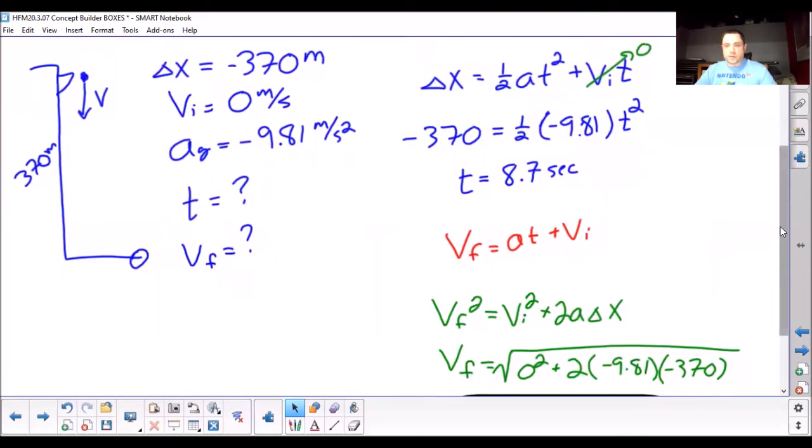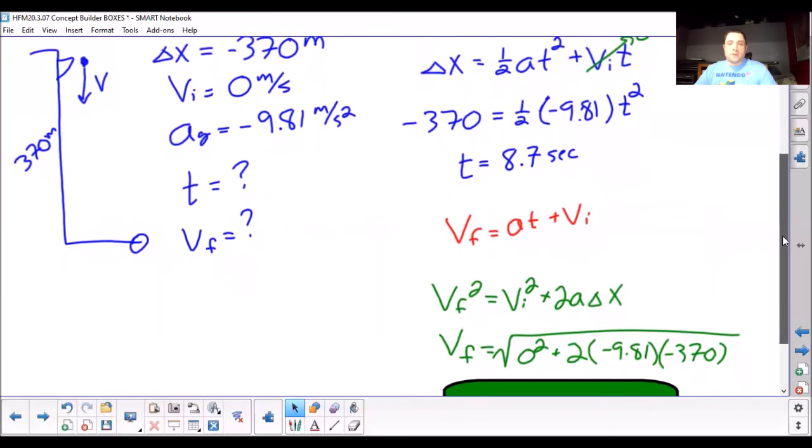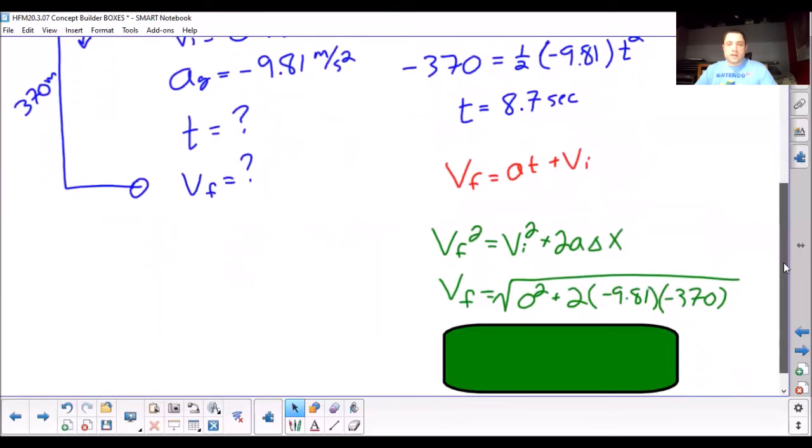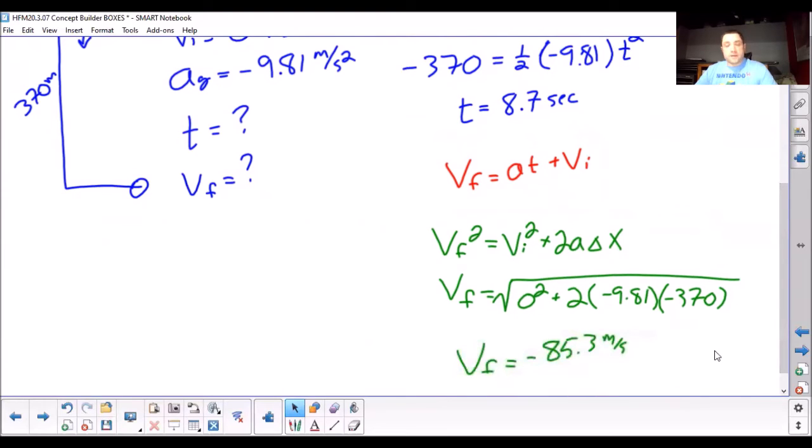So that's the vf squared equation there. We simply substitute everything in and solve for our final velocity, which is negative, and that makes sense because it's falling down: 85.3 meters per second. And I just remembered, don't forget when you square root something, you have these two negatives in here and they would cancel out. When you square root it, if you put it in your calculator, you'll just get a value.